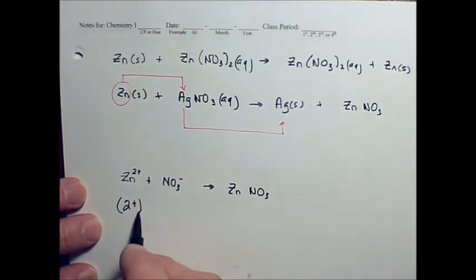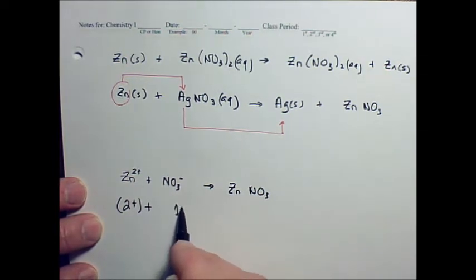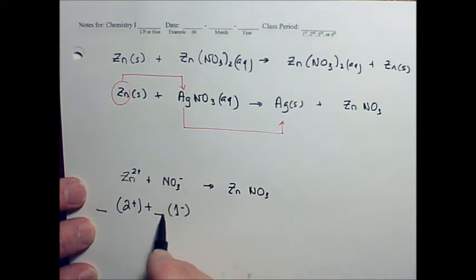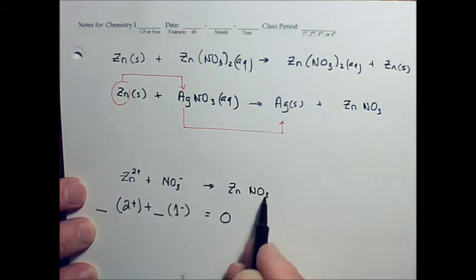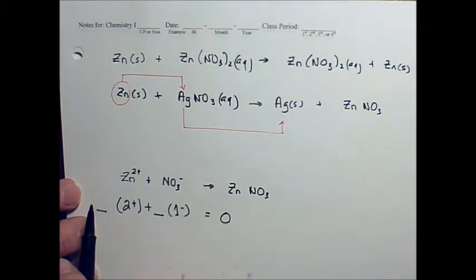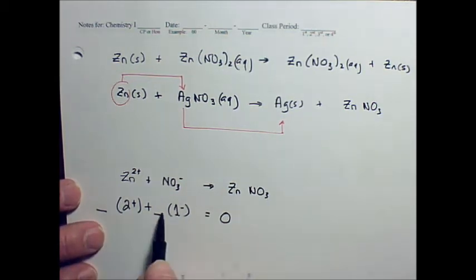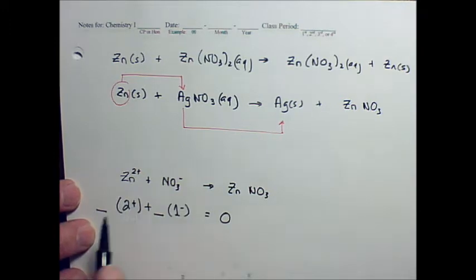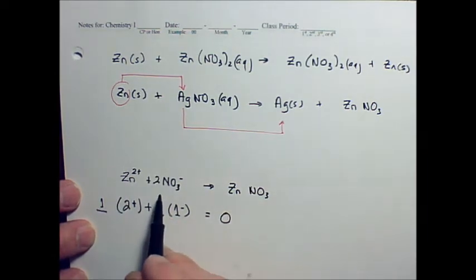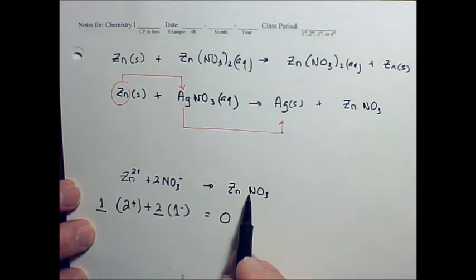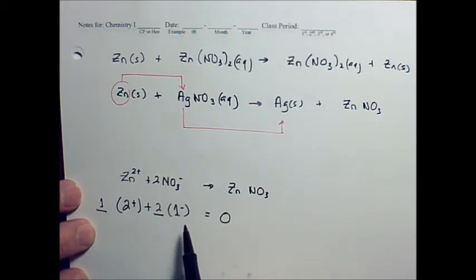I've got a 2 plus, I've got a 1 negative, and what I want to know is what coefficients I can put in front of those to get a 0, because I want my compound to be neutral, to have no charge when I'm done. So what numbers do I put here to make a 0? 1 and a 2. So that means I need 1 of these and I need 2 of these. So to put together the compound, how do I show that I've got two nitrates bonded with this zinc? Parentheses and a subscript 2. That's how you figure out the balanced formula.